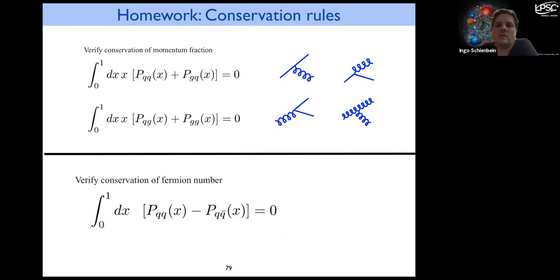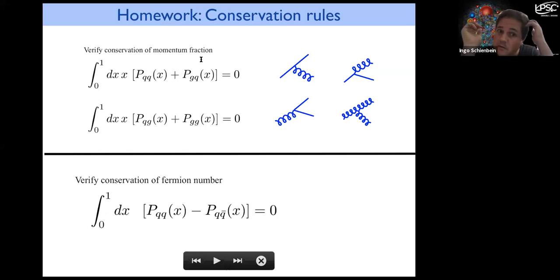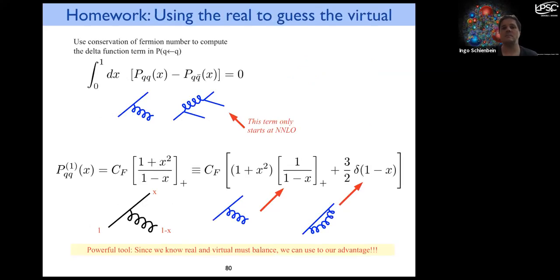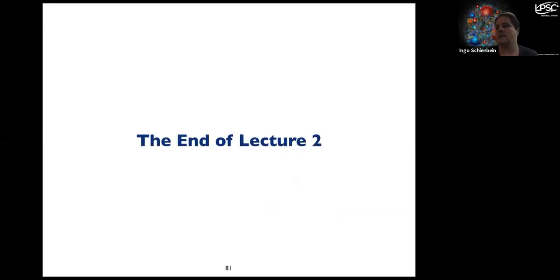Then you have conservation rules, which lead to rules for the splitting function. For example, if you take the conservation of momentum fraction, you really take the Altarelli-Parisi equation for this integral. You find rules for the splitting function, that the integral over P_qq plus P_gq has to be 0, and here another relation, and here a third relation, which has to be satisfied by the splitting functions. Again, I leave this as a homework exercise. And I think this brings us also to the end of the lecture.